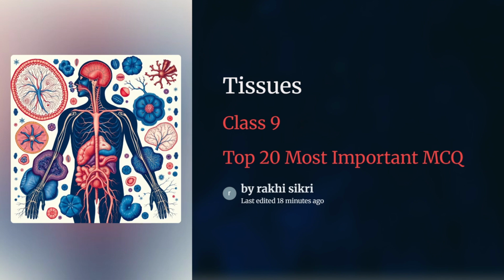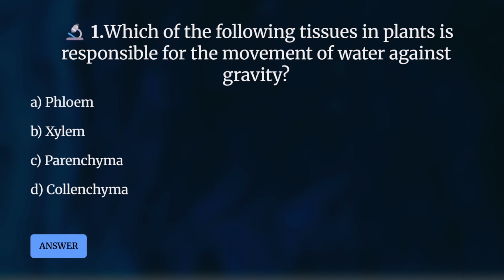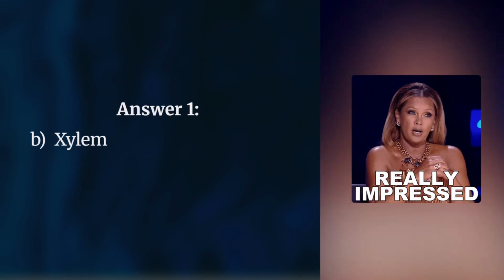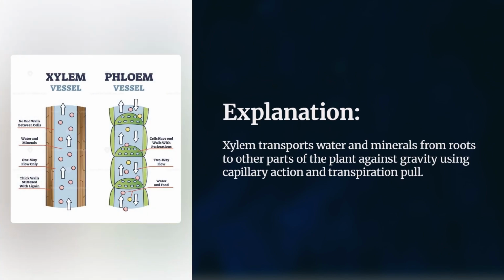So let us begin. Question number 1 is, which of the following tissues in plants is responsible for the movement of water against gravity? The options are A. Phloem, B. Xylem, C. Parenchyma and D. Collenchyma. And the correct answer to the question is option B, that is xylem. Why is this so? Because xylem transports water and minerals from roots to other parts of the plant against gravity using capillary action and transpiration pull.